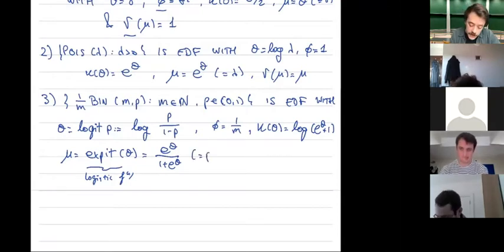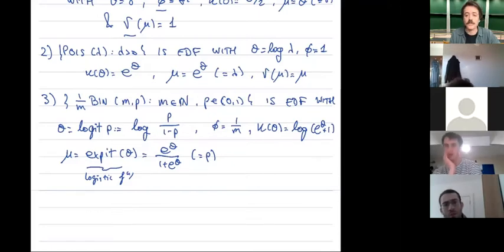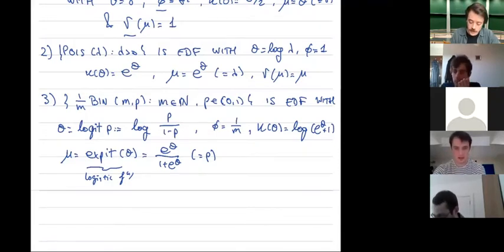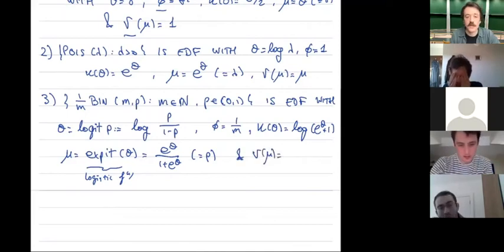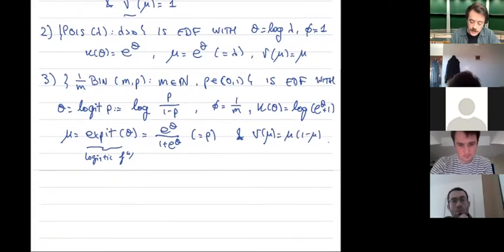And this, by the way, if you substitute the value of theta, then you should get that this is equal to p. Again, that should make sense, because the mean of a binomial is actually m times p, but because we rescaled by 1 over m, then it should be p, right? And then as variance function, we get mu times 1 minus mu. Okay, and this again is sensible because mu is p. Okay, so that's for you to check that the three make sense.